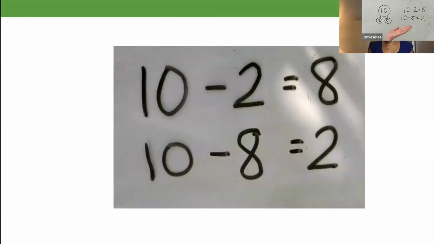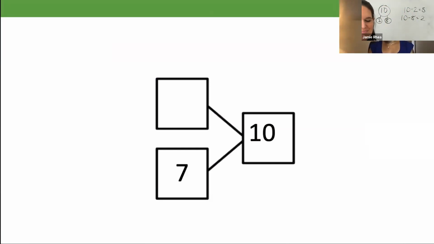Did you write 10 minus 2 equals 8 and 10 minus 8 equals 2? Give yourself a round of applause. Great work. Let's try one more.